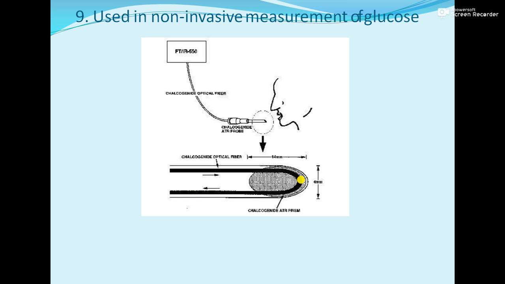And in industry, IR is used for the determination of impurity in raw material.